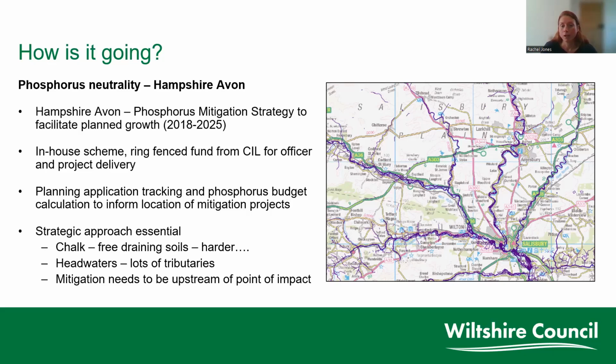So the Hampshire Avon covers 40% of our LPA area, so it's a big impact on us for our growth. We also have in Wiltshire 80% of the housing that's coming forward within the catchment itself. We have all of the headwaters, so there's an awful lot of tributaries. They are all designated. We're obviously on the chalk, so we have free draining soils, and that can make it harder to find mitigation. As Simon said, mitigation does have to be upstream of certain points of impact.